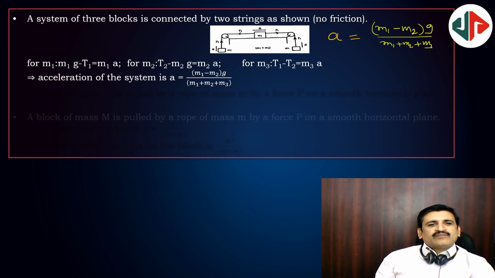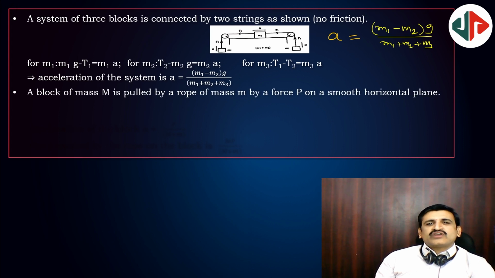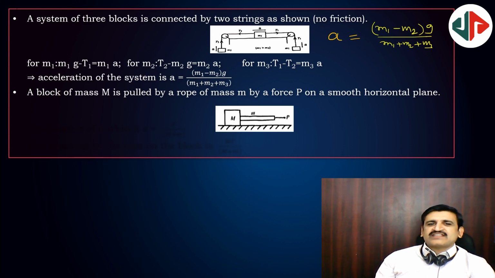Next, tension: suppose you are taking tension T2, on the left side, the body is going up, so g plus a will come. And for tension T1, the mass is coming downward, so g minus a will come. Okay, that I didn't write here. Okay, I will write.